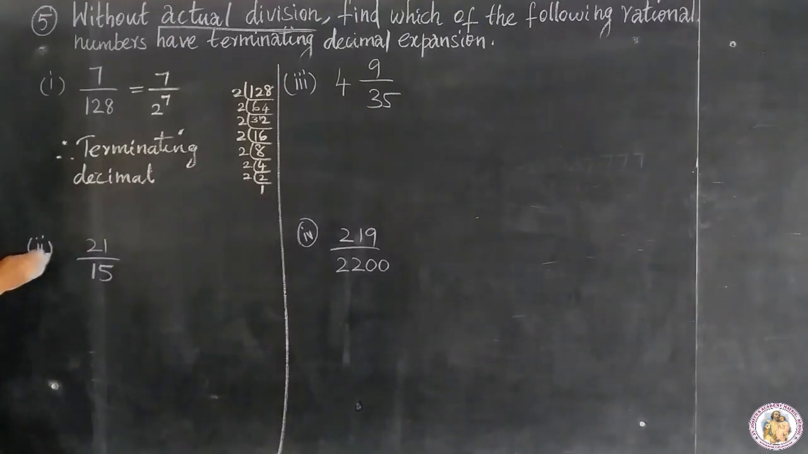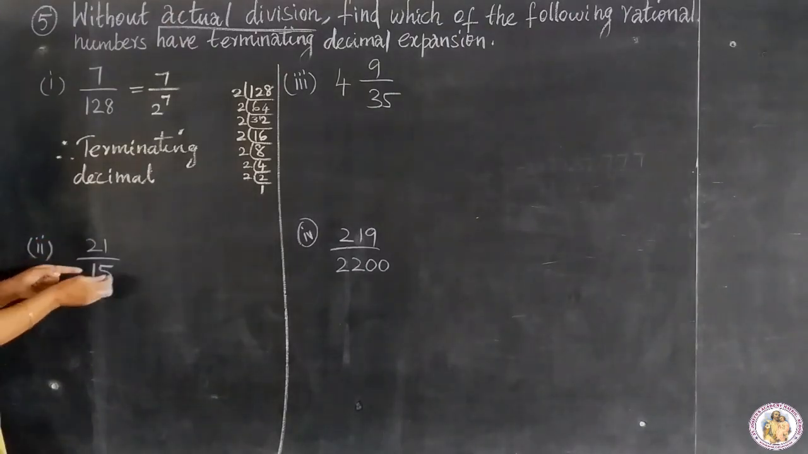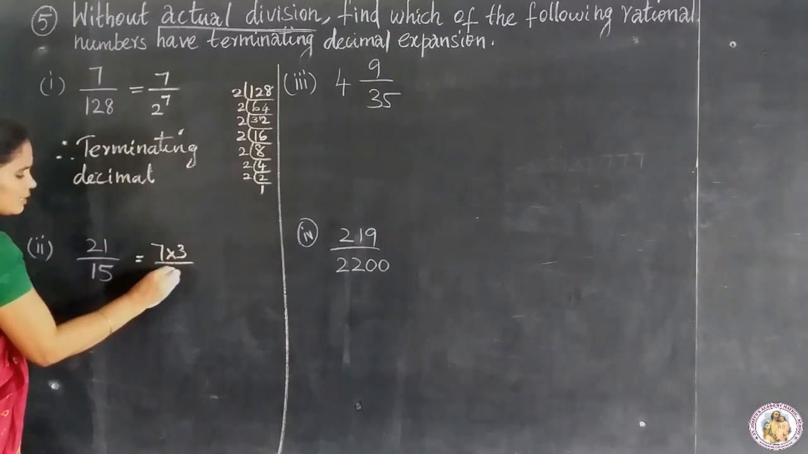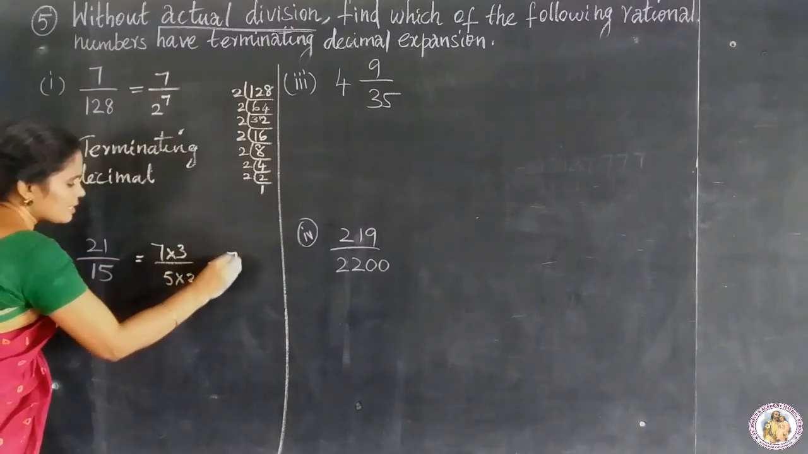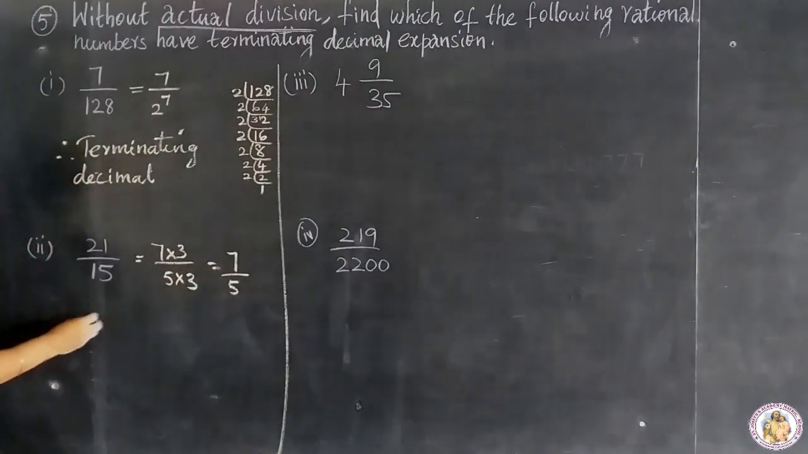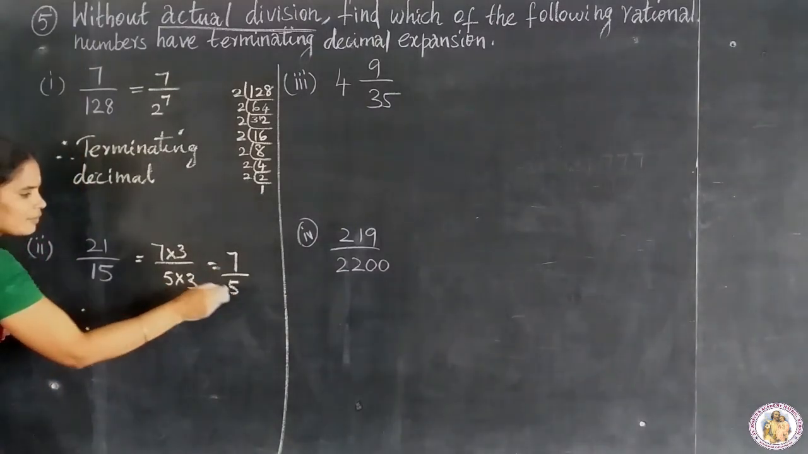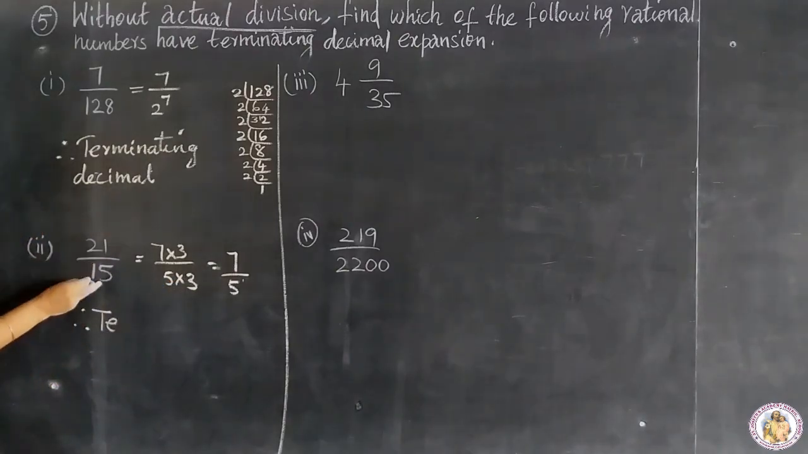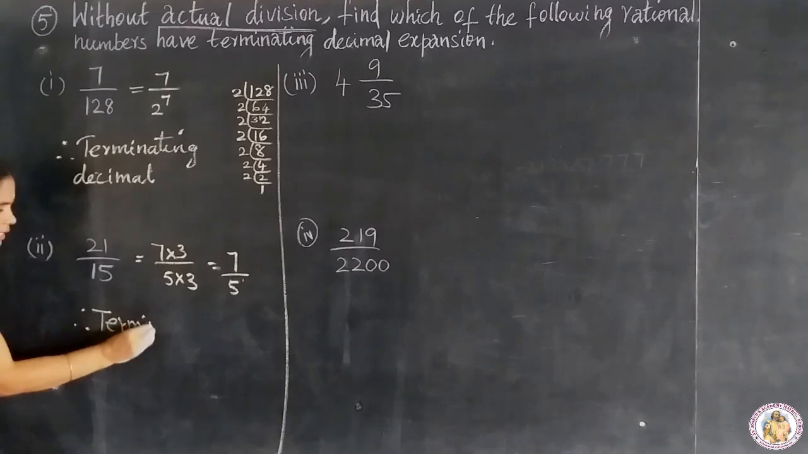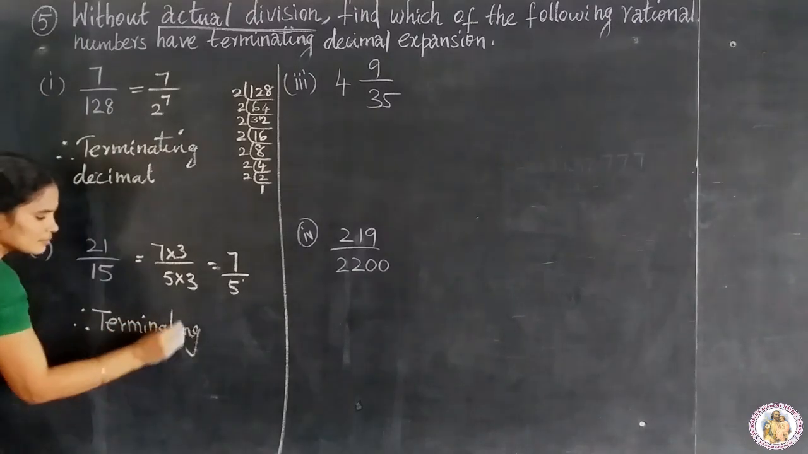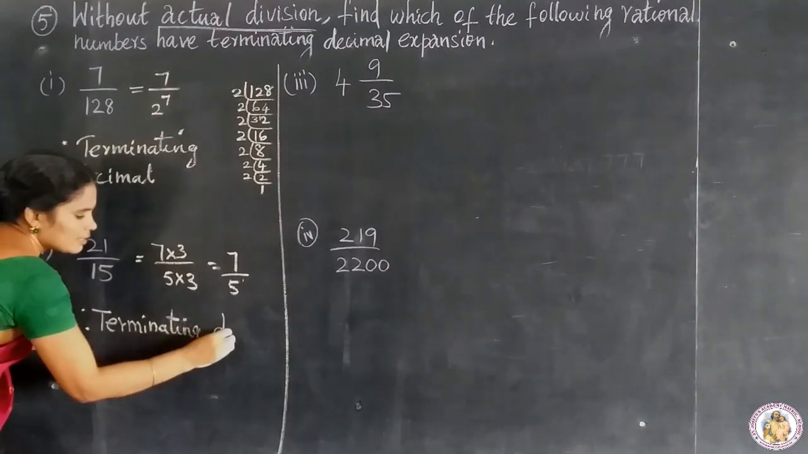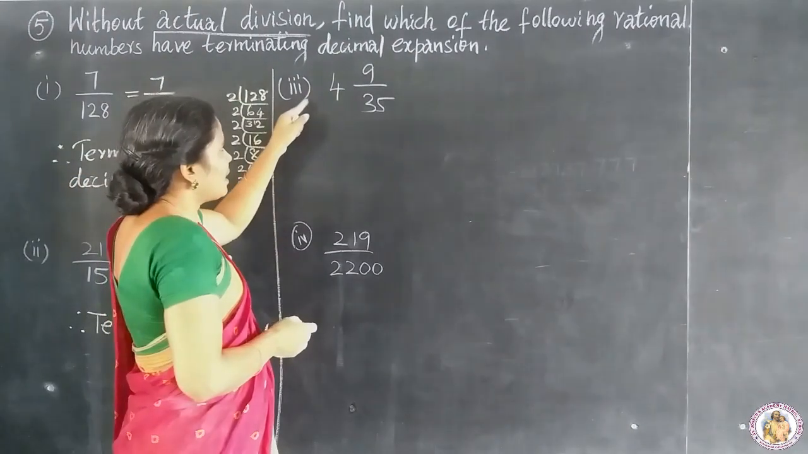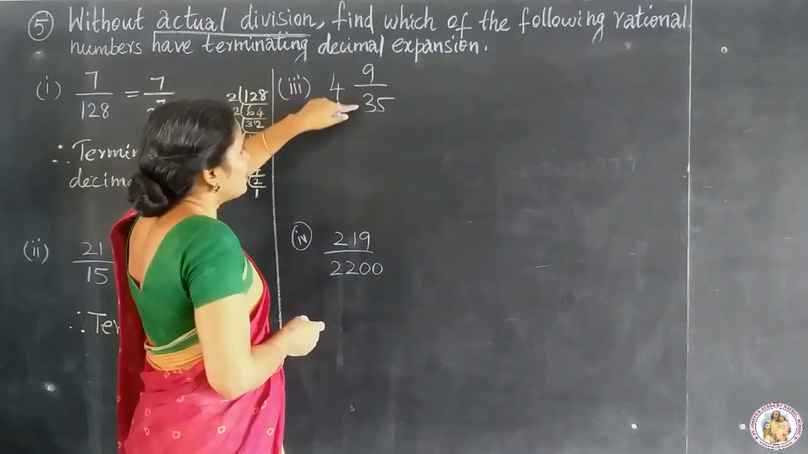And here question number 2, 21 divided by 15. So 7 3s are 21 by 5 3s are 15, and again 7 by 5. So therefore 5 to the power of 1. So therefore 21 by 15 is a terminating decimal.